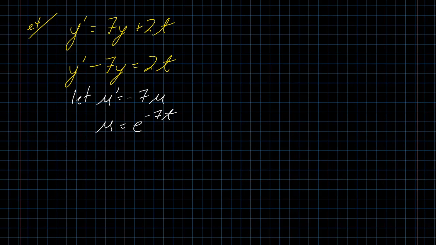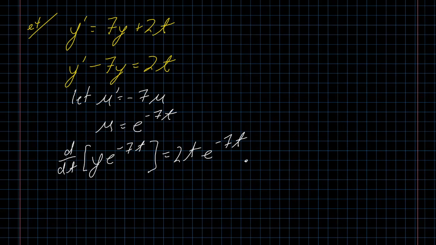But regardless, once we have our integrating factor, we can continue onward from there, and we will get that d dt of y times mu, so y e to the minus 7t, is equal to the right-hand side, 2t times the same mu, e to the minus 7t. Again, memorizing these steps or having them written down in front of you is not a bad thing because they look identical every single time. You don't have to go through and do them. If you want to, there is nothing wrong with it, but you don't have to.